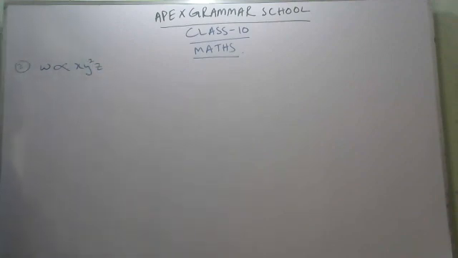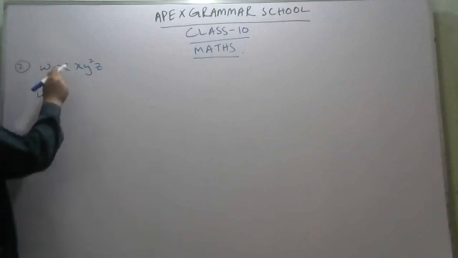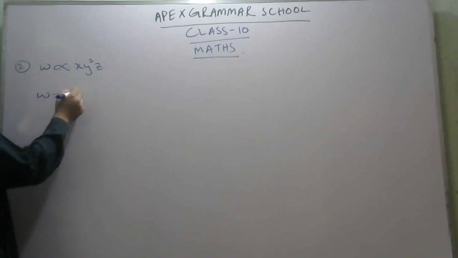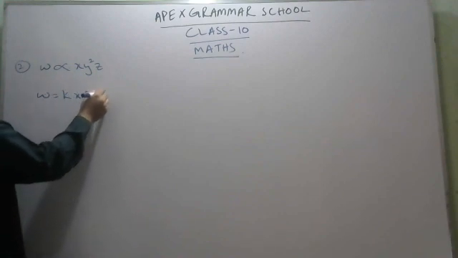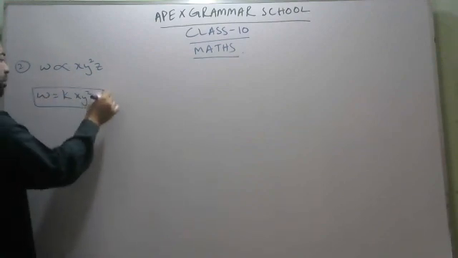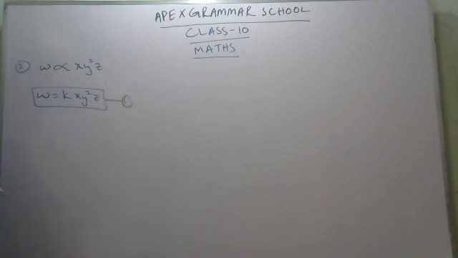Okay. From this you will make the relation W = k x y square z, after removing the proportionality sign, where k is a constant. This is equation number 1. Now you need the values of W, x, y and z, so that you will get the value of k.